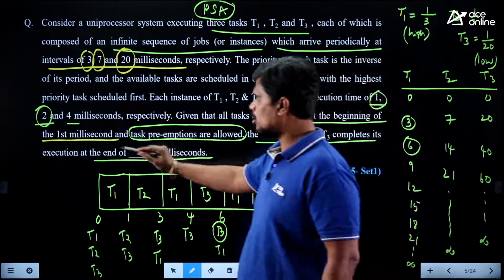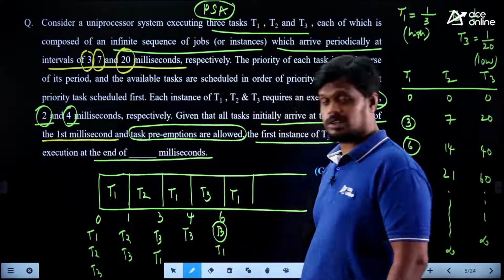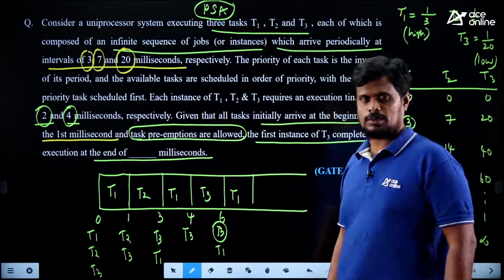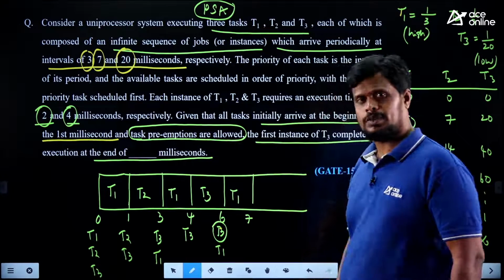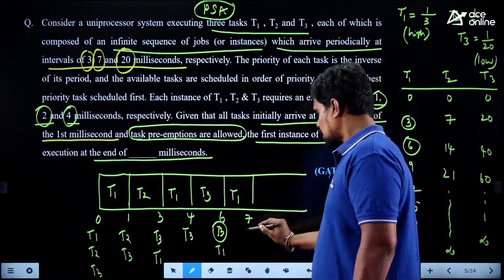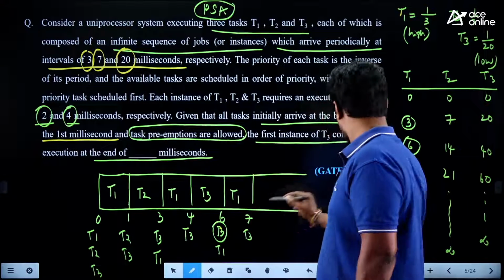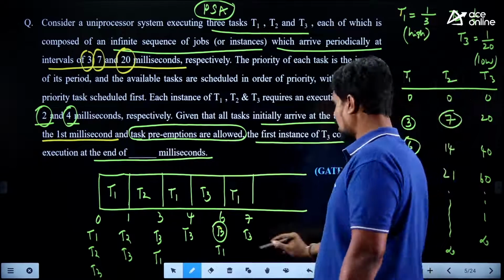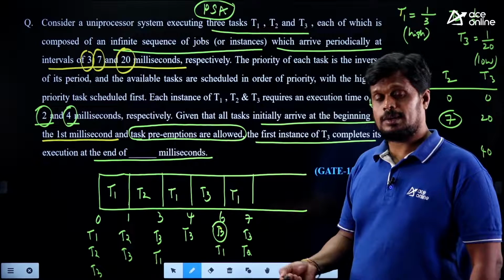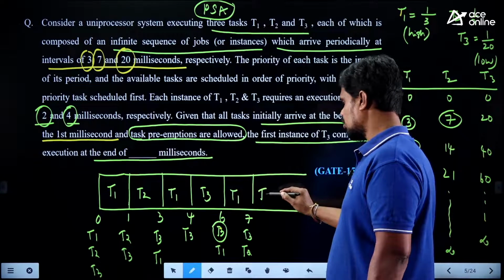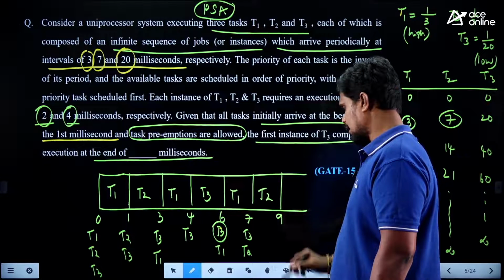So what is the total? 4. Out of 4, only 2 units are finished here. Still it has 2 units remaining, right? Then T1 will execute till 7. By this moment T3 is there in the ready queue, and by 7, T2 has arrived. Among these two, T2 has high priority, so T2 will start its execution. It is going to be executed till 9.